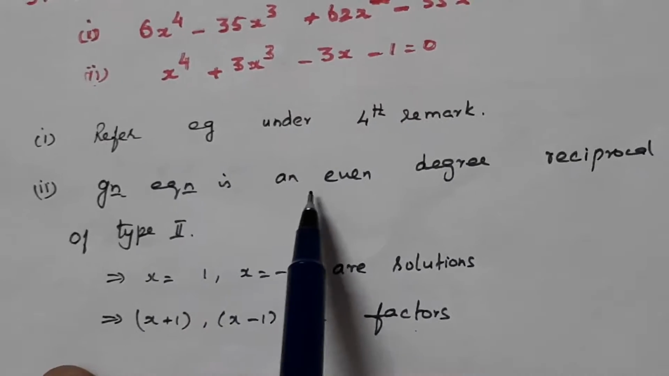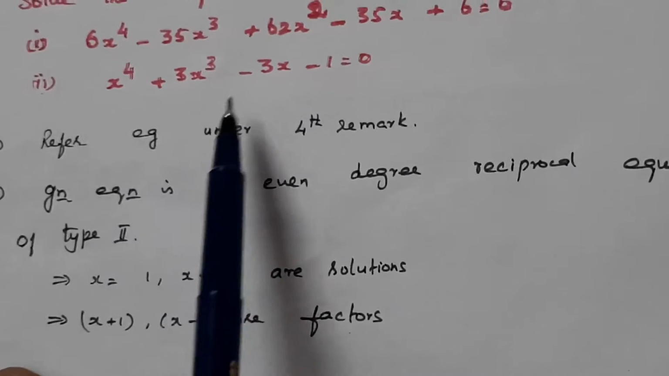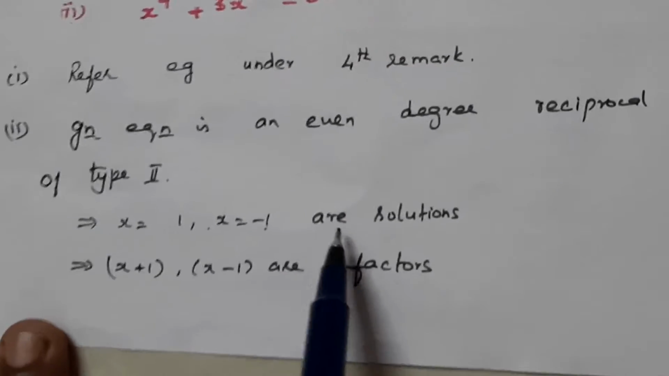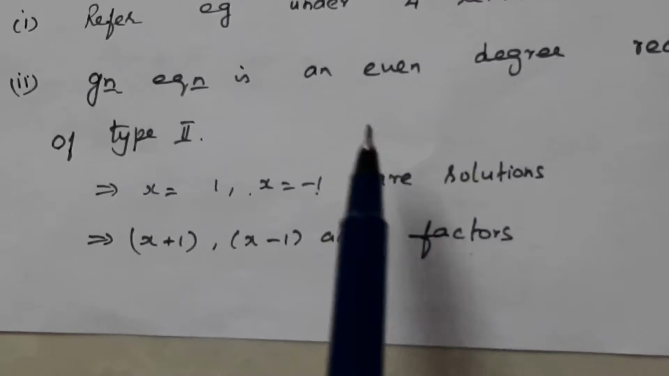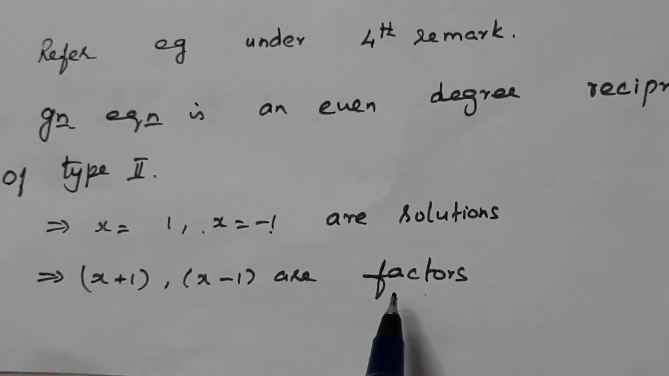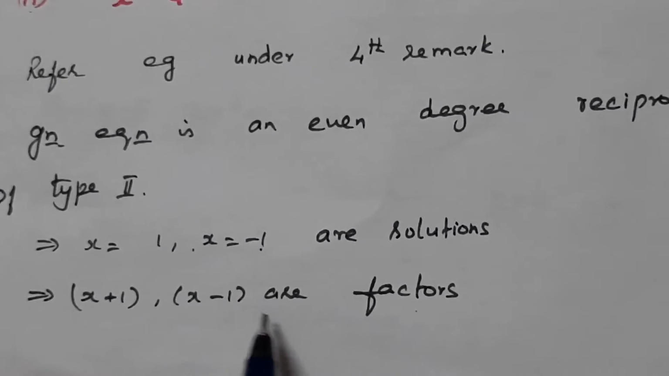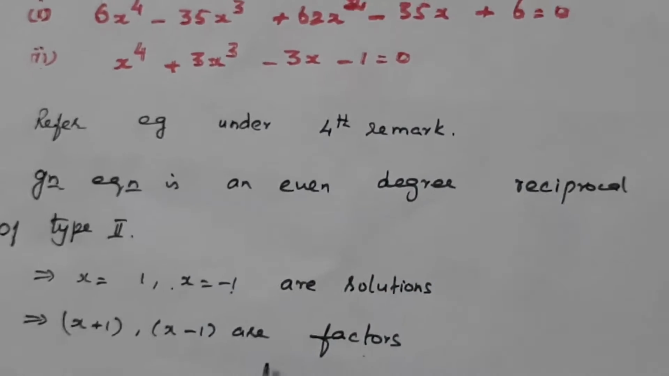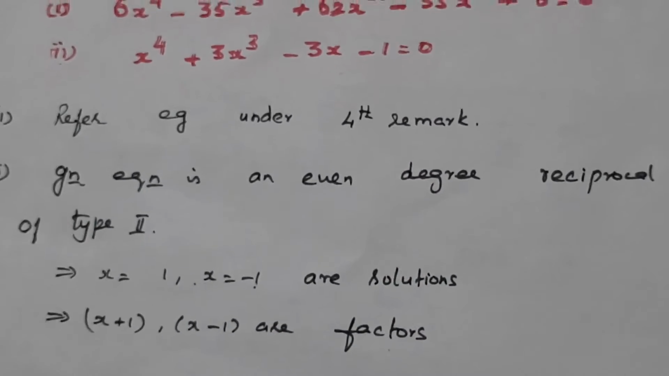So using that, easily we can solve this. The given equation is an even degree reciprocal equation of type 2. So x is equal to 1 and x is equal to minus 1 will be solutions. According to that result, x plus 1 and x minus 1 are the factors. After getting two roots, we can divide the left hand side of this polynomial equation by the two factors to reduce the equation.